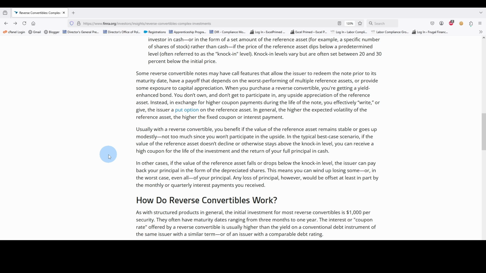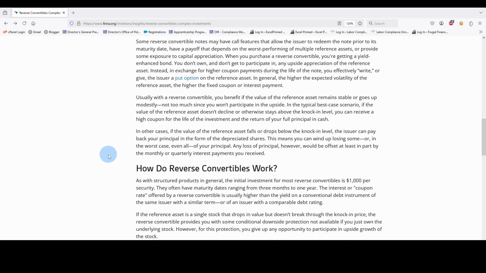In the typical best case scenario, if the value of the reference asset doesn't decline or otherwise stays above the knock-in level, you can receive a high coupon for the life of the investment and the return of your full principal in cash. In other cases, if the value of the reference asset falls or drops below the knock-in level, the issuer can pay back your principal in the form of the depreciated shares. This means you can wind up losing some, or in the worst case, even all of your principal.